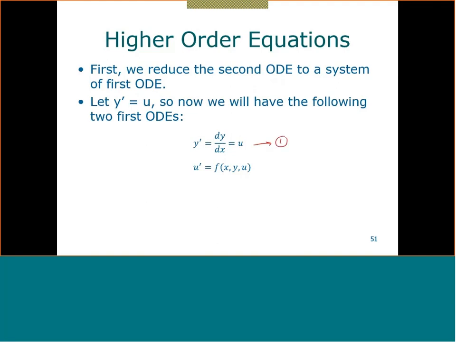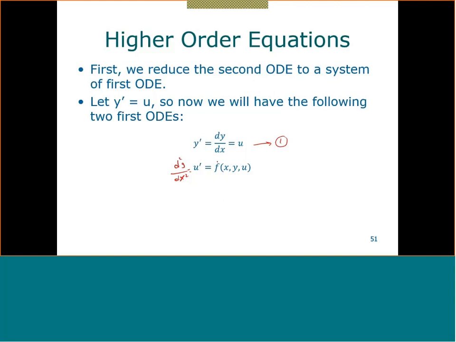This is my equation number one. And then what used to be the second derivative in my equation, now instead of having a second order, we now have a first order in terms of u. So now I have y prime or dy by dx and du by dx, and now the function is in terms of x and y, and instead of y prime, it becomes only u. So now I have reduced the second order differential equation into two first order differential equations.